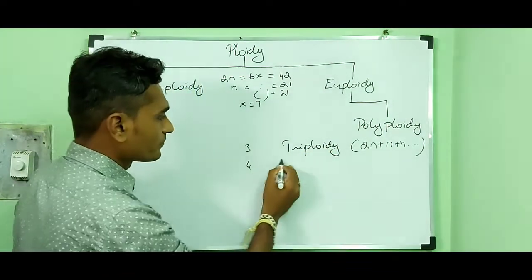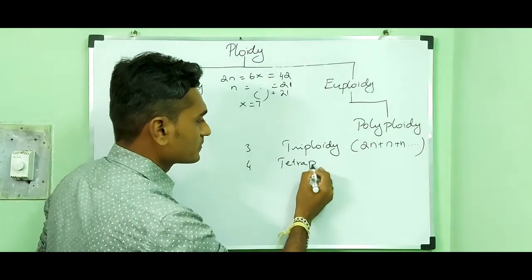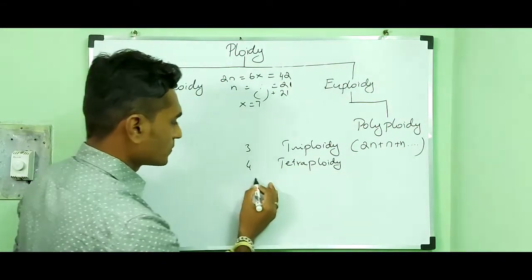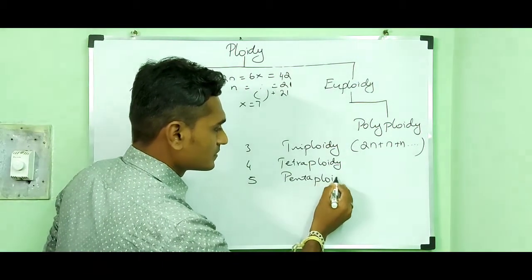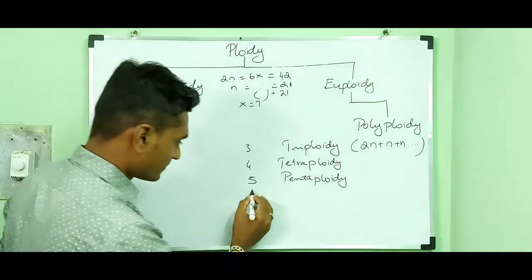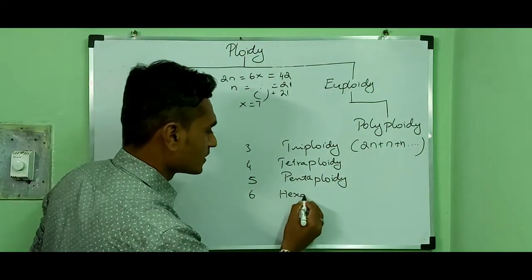Suppose four sets, tetraploidy. Suppose five, pentaploidy. Suppose it possesses six, hexaploidy.